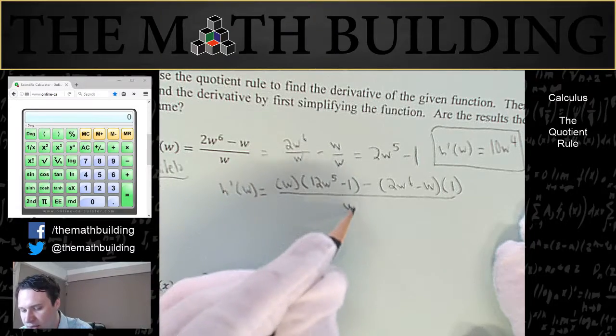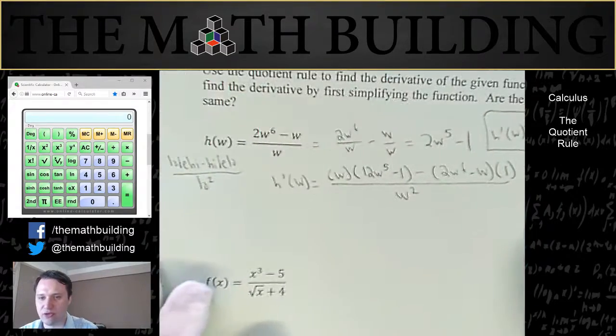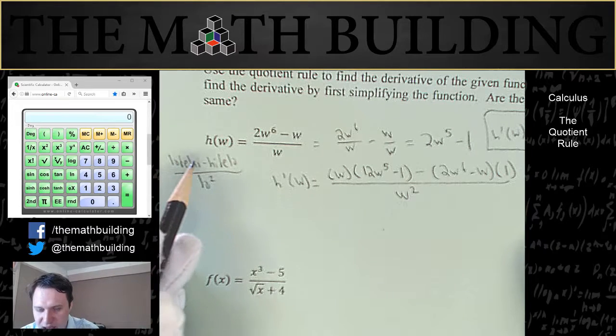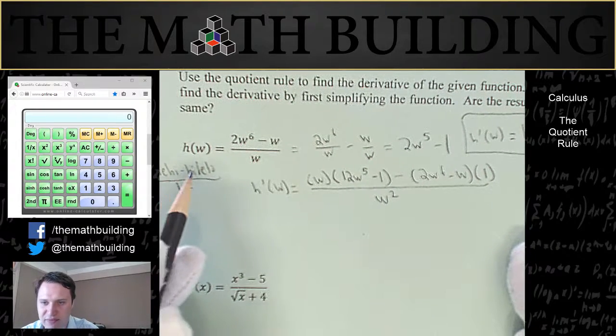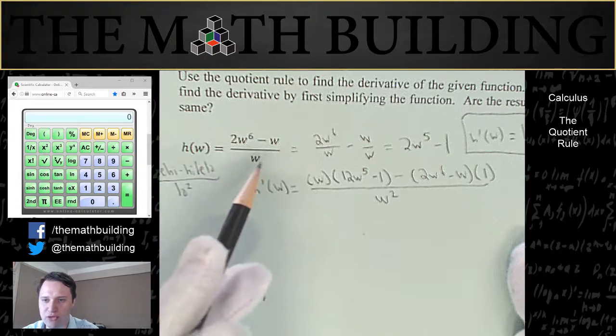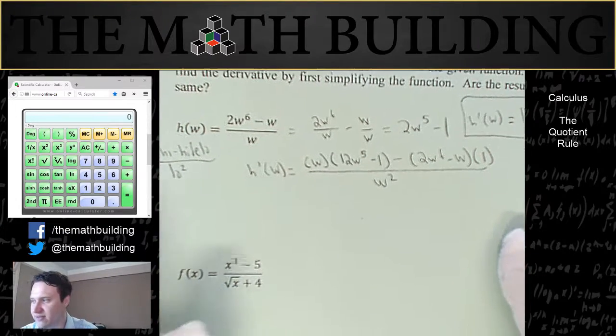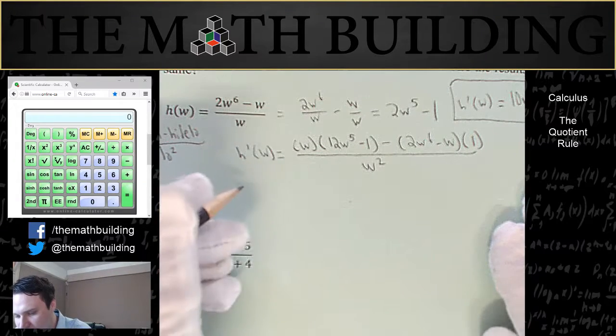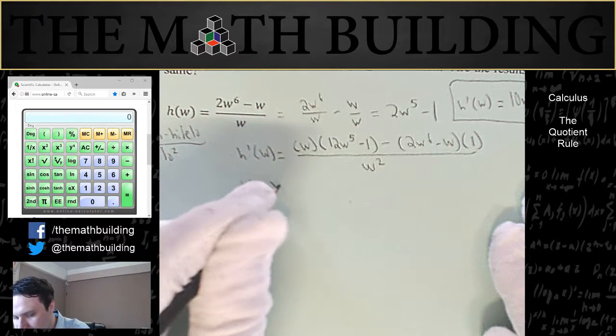This would then all be over the low squared. So notice we don't take the derivative of the bottom. It's low derivative of the high minus high derivative of the low over low squared. I know that's kind of tricky when you're first getting used to it, but you'll get the hang of it. So let's simplify this a little bit.